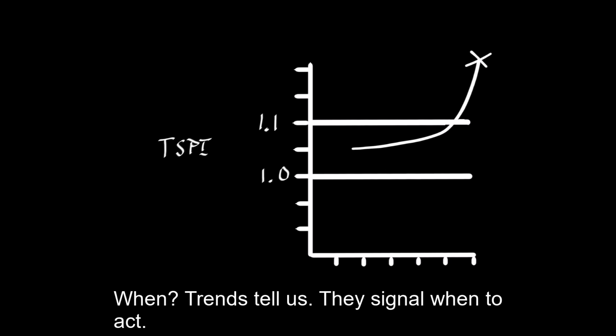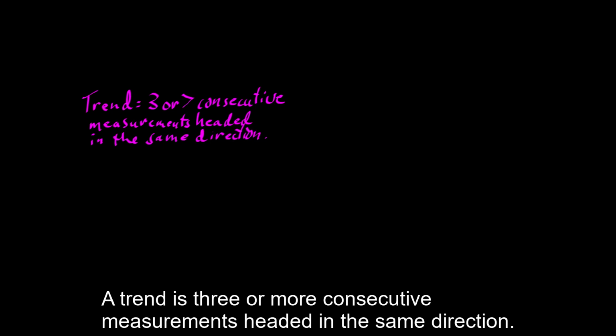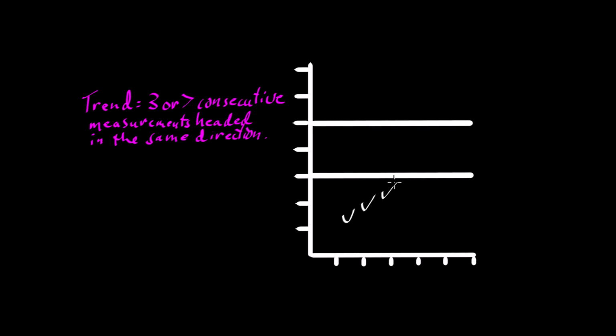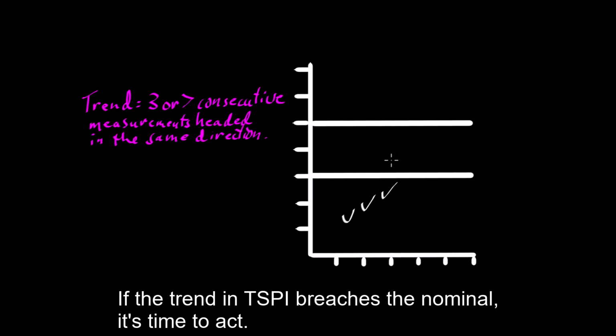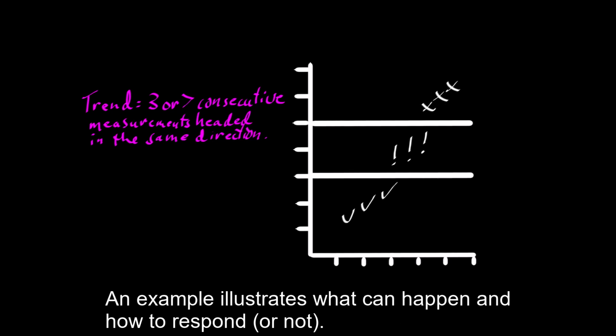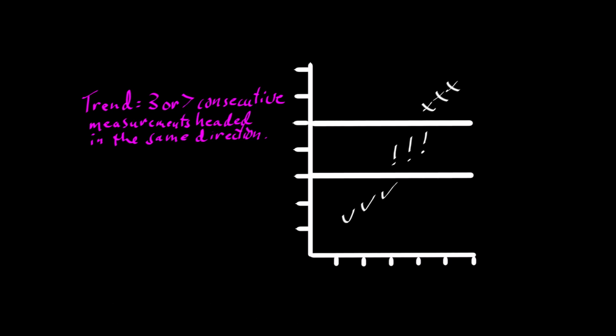When? Trends tell us. They signal when to act. A trend is 3 or more consecutive measurements headed in the same direction. If the trend in TSPI heads towards the nominal, prepare to act. If the trend in TSPI breaches the nominal, it's time to act. Otherwise, it's too late to act. An example illustrates what can happen and how to respond, or not.